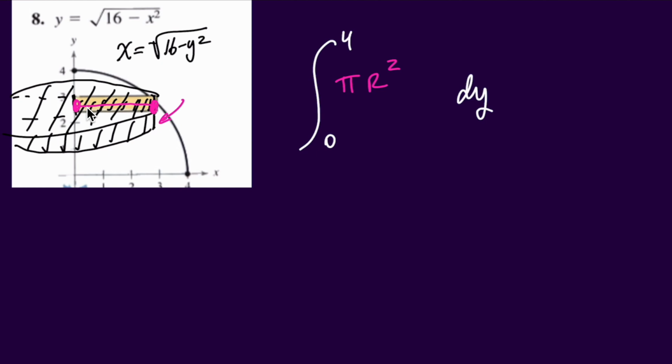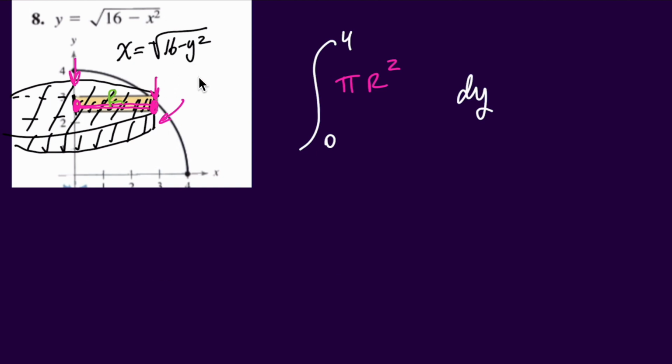Now, we need to find this r right here. So this r, this pink line, is the distance between this function and this function solved for x. So we're going to have the furthest right function minus the furthest left function.